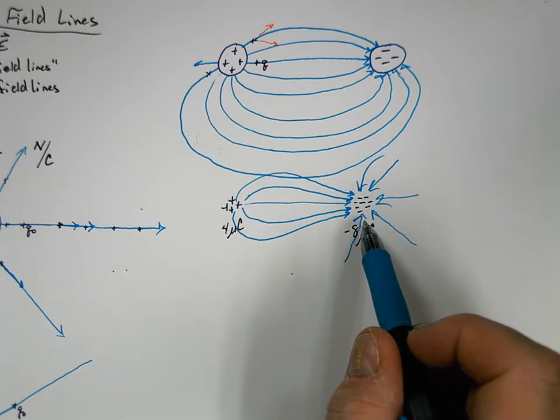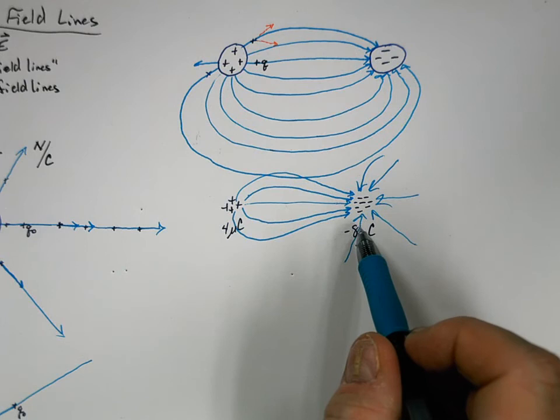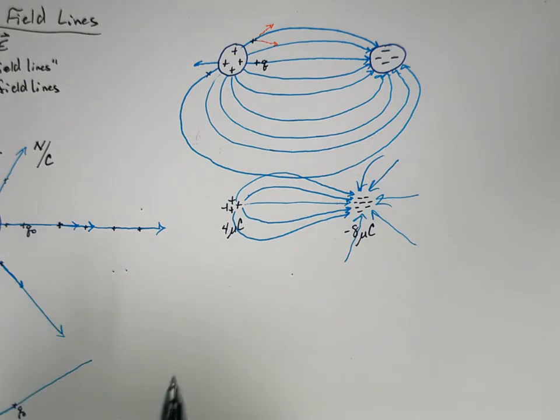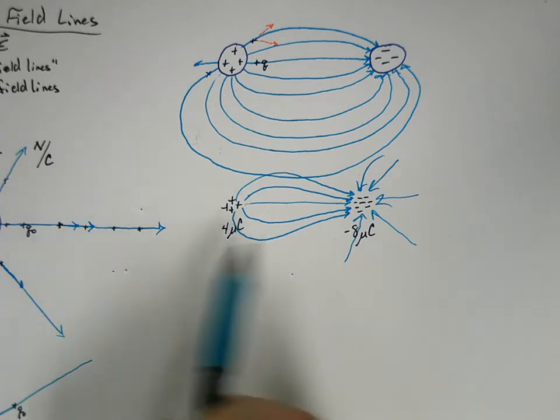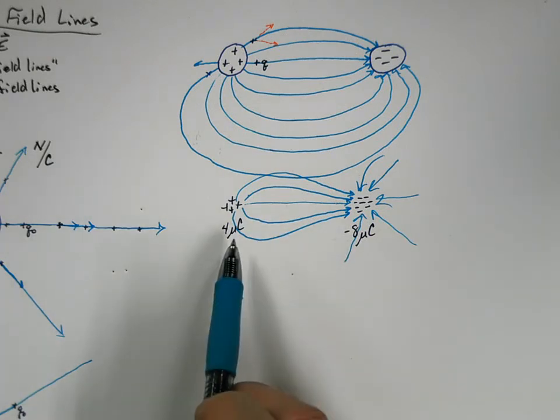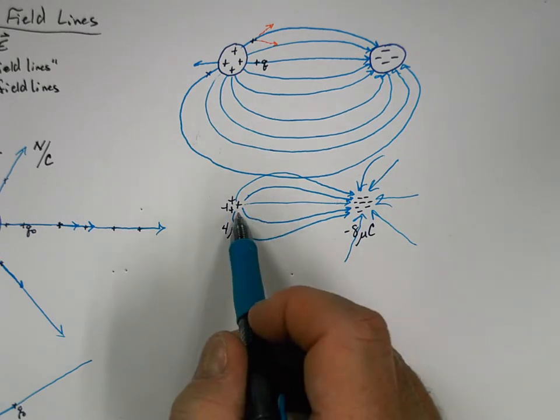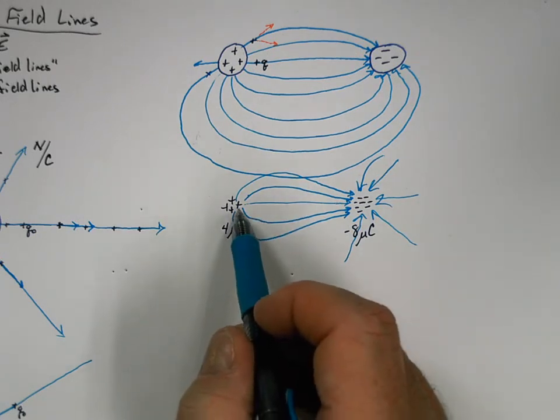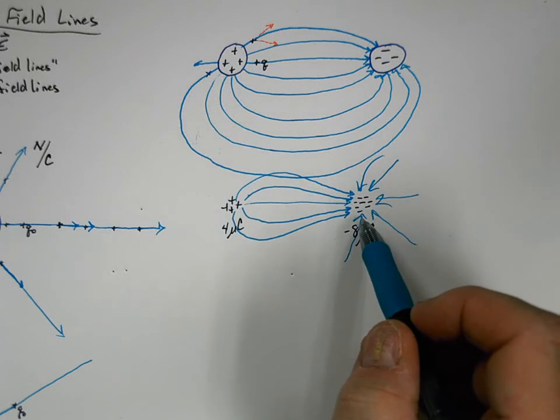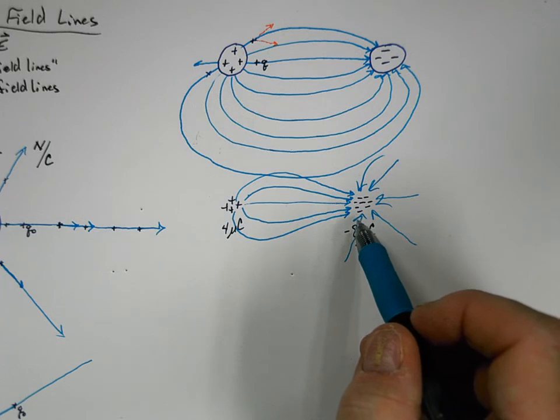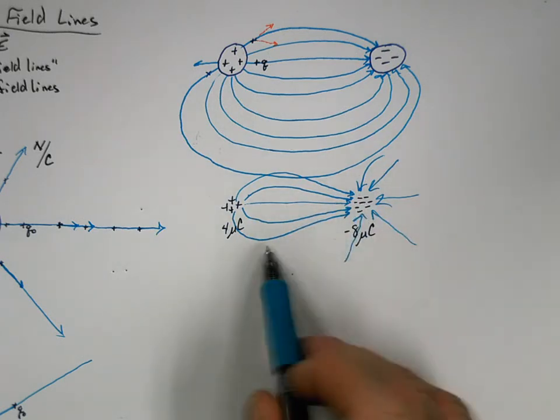Now, the number of arrows that you draw, the number of lines that you draw is arbitrary. You can choose whatever it takes to show your field. The proportion between your charges is not arbitrary. If I draw 12 lines coming out of this guy, I have to draw 24 lines coming out of this guy, or going into this one. That makes sense? Okay, so the field lines are proportional to the amount of charge.